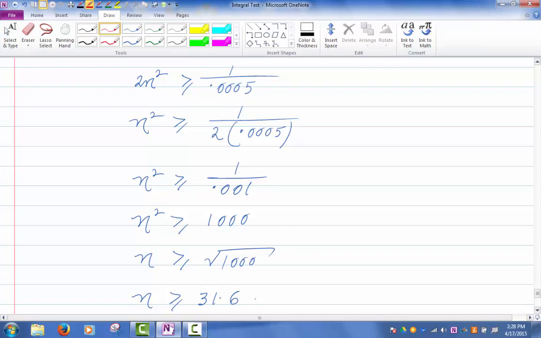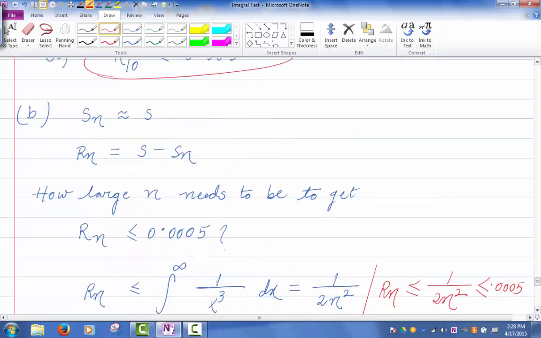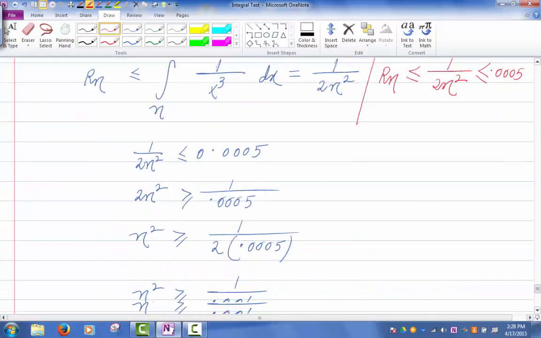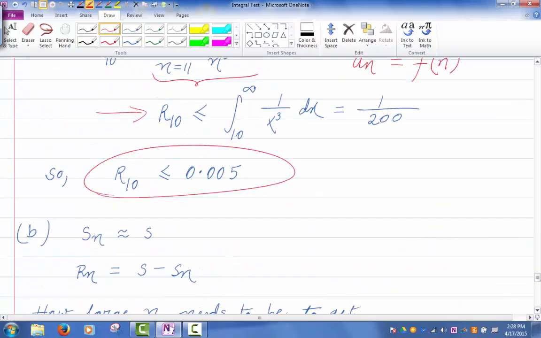So how many terms do I need to add in order to ensure that the error is less than 0.0005? 31 or 32? 32. In fact, you have to pick the bigger one because you need n to be at least as big as this to ensure the desired error. So you have to pick n to be at least 32 to ensure the desired error. Okay? Any questions now?